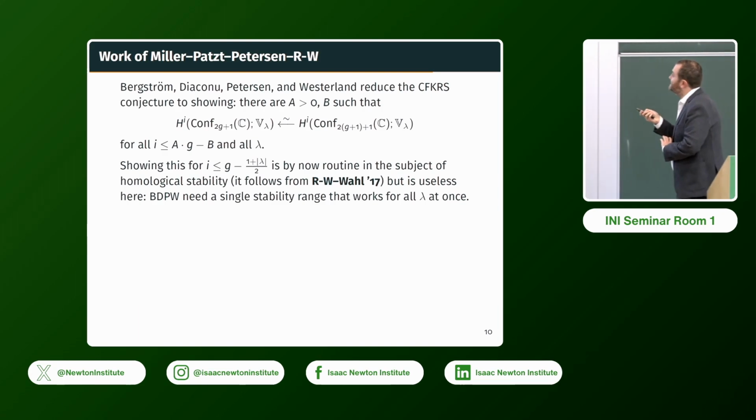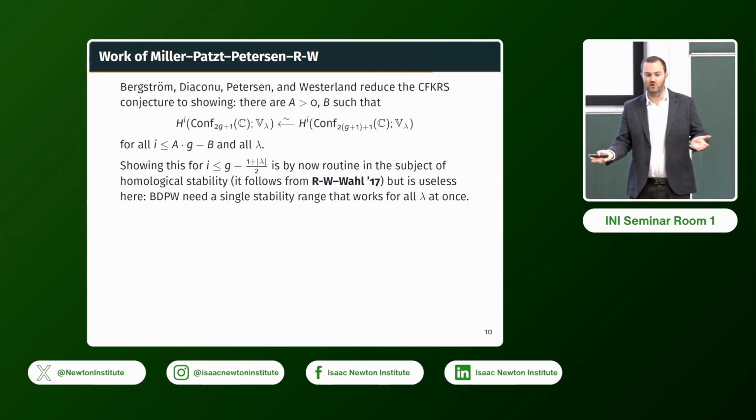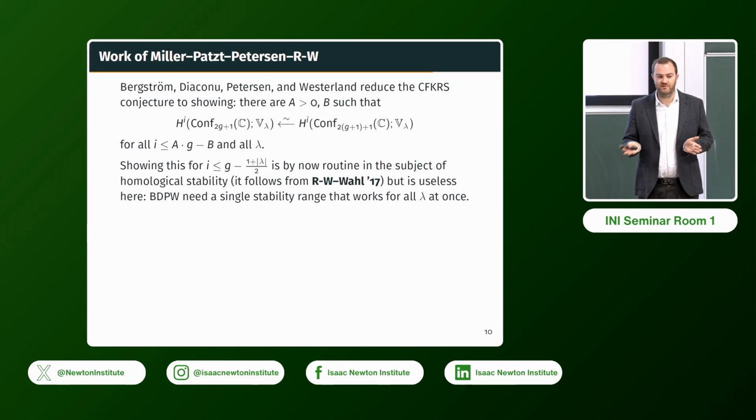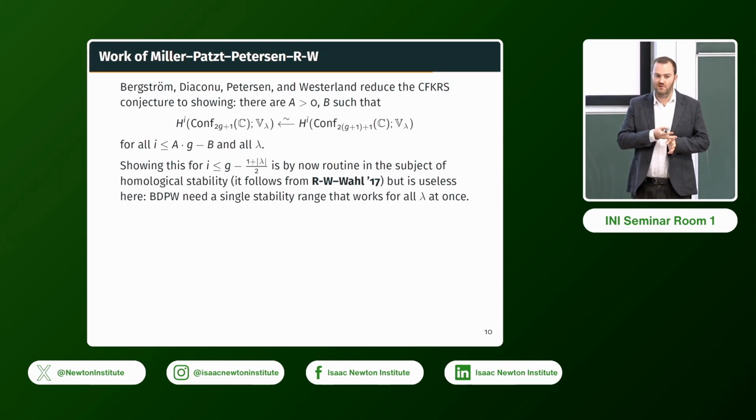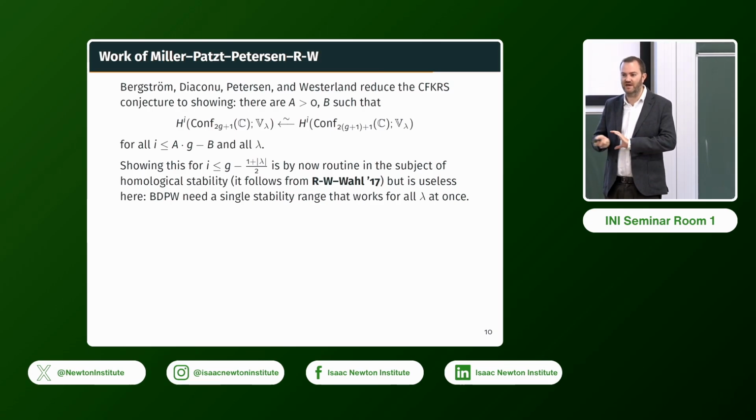So what they needed in order to finish this program was what we've ended up calling a uniform stability range, meaning a range that is uniform over all lambdas, or over, you get to pick some class of coefficient systems and it should be uniform over that whole class.